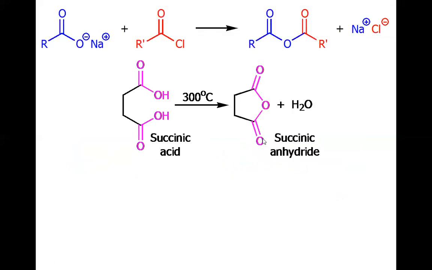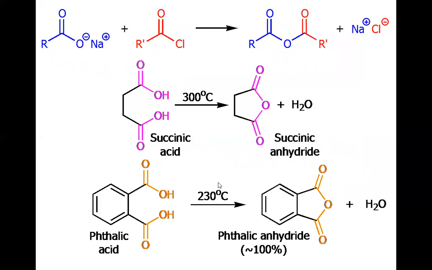We may also form the acid anhydride from the diacid if we have the two carboxylic groups oriented in a manner that the water molecule may be removed. So it will occur like succinic acid. Upon treating at high temperature it will give us the succinic anhydride, so as the phthalic acid.